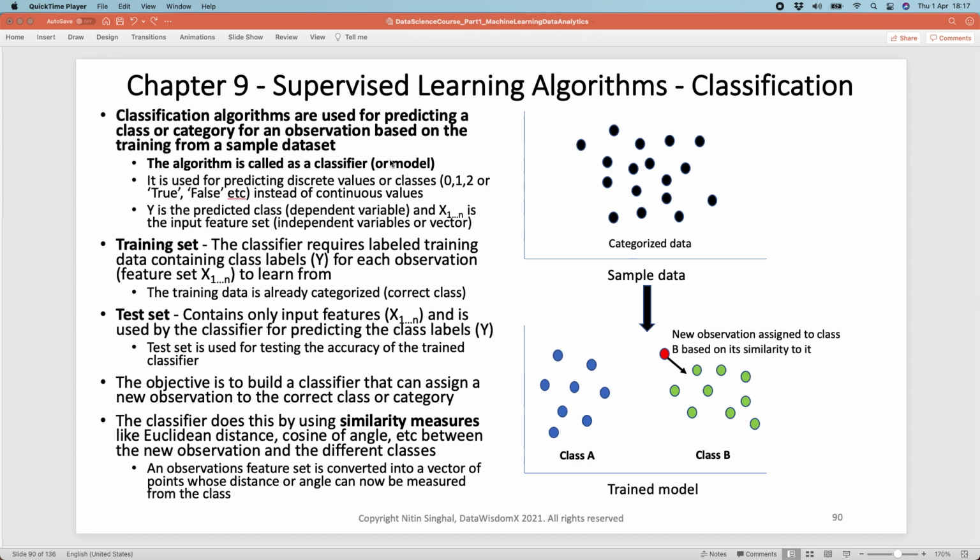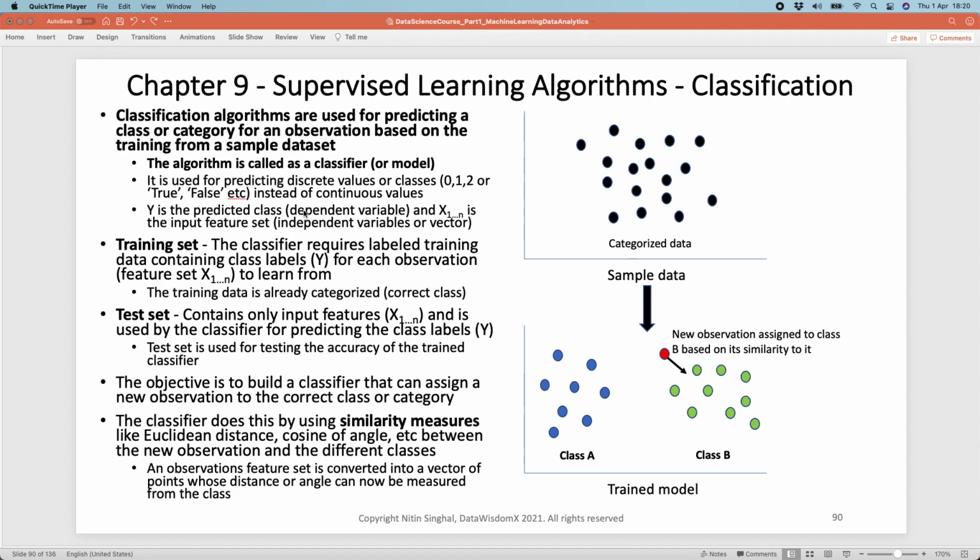They're used for predicting a class or category for an observation based on the training from the sample data set. So just like regression algorithms, you get the data, you train the model on it, test it, and then you predict the y values. The difference being that in regression algorithms, you were predicting continuous numeric values like 13.45, 129.678, and so forth. You can go into any range there. But in classification, you're predicting categories or classes which are discrete values, so like 0, 1, or 2. So a simple example is true or false, which is 0 and 1, or male and female. So these are simple discrete classes.